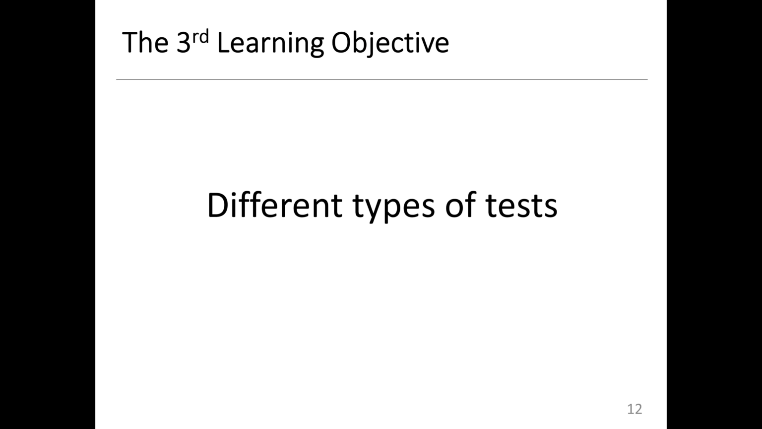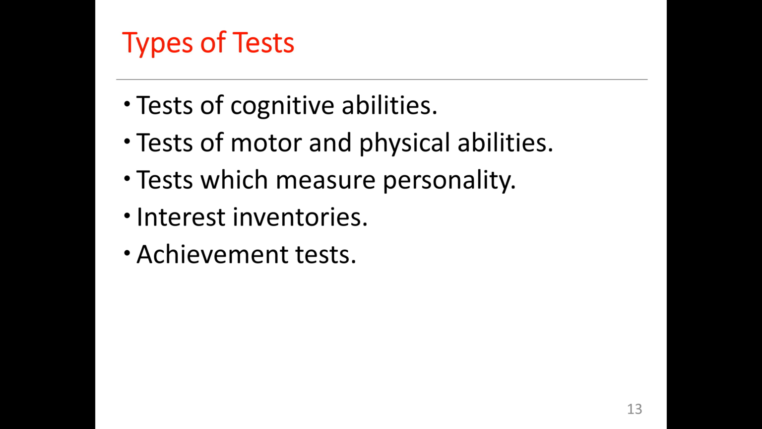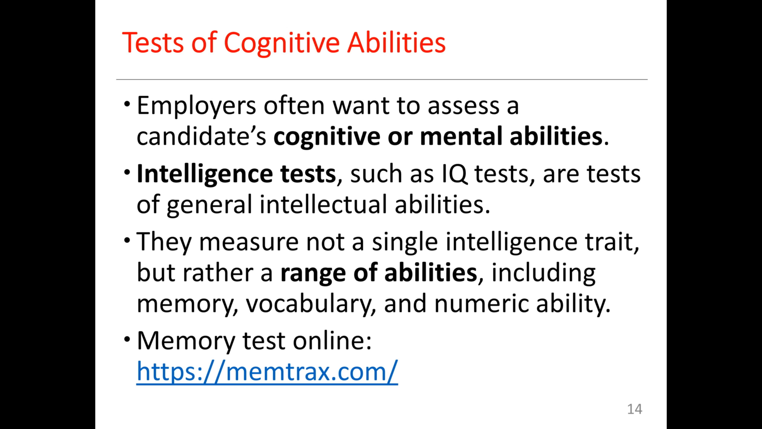Example. The third learning objective: different types of tests. The following types of tests can be used. Tests of cognitive abilities. Tests of motor and physical abilities. Tests which measure personality. Interest inventories. Achievement tests.